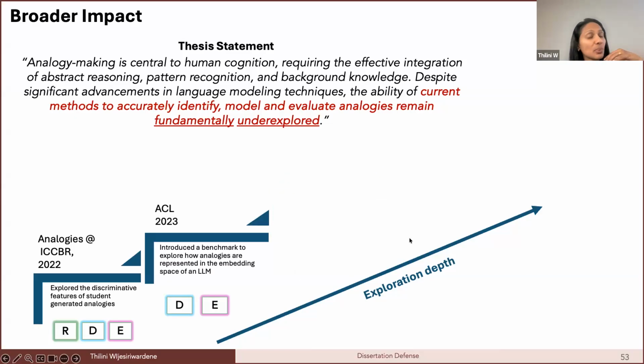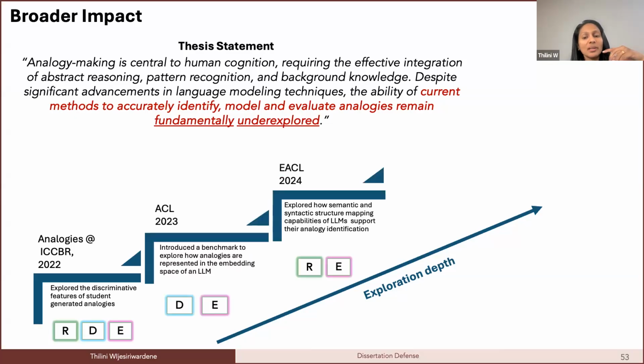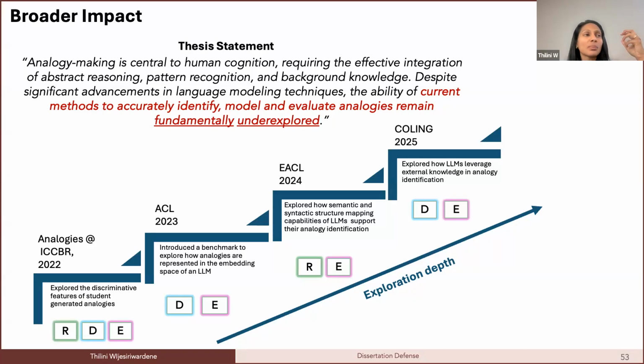Next, we built a benchmark to explore how analogy is represented in LLM embedding space. So asking, can embeddings capture relational similarity? Then we explored how semantic and syntactic mapping abilities of LLMs affect analogy identification. And then we explored, what about external knowledge? Does it help? Does it not help?